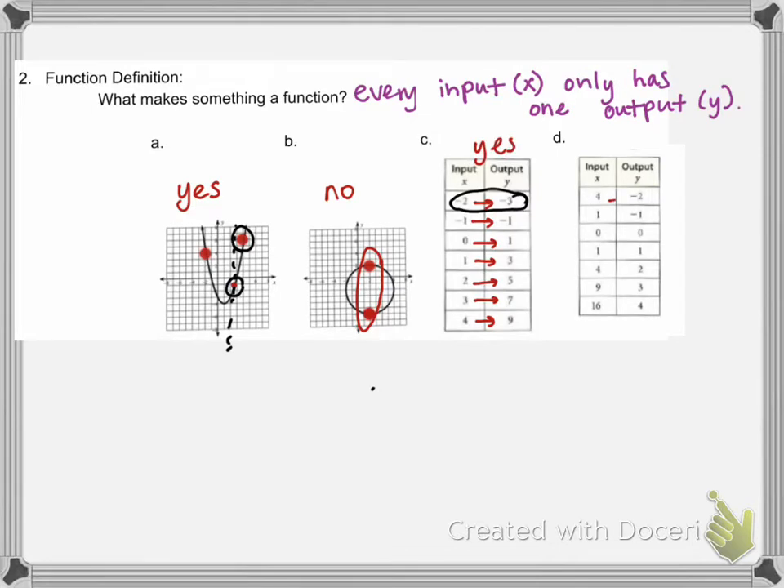On table D, if I ask you what is the output when x equals 4, there's two spots on that table. Either y could be +2 or y could be -2. So that's a problem. If I asked you what's the output when x equals 1, it could be +1 or -1. So at those different inputs, there's more than one output. At the same value of 1, there's two different outputs, and at the same value of 4, there's two different outputs, and that makes that one not a function.